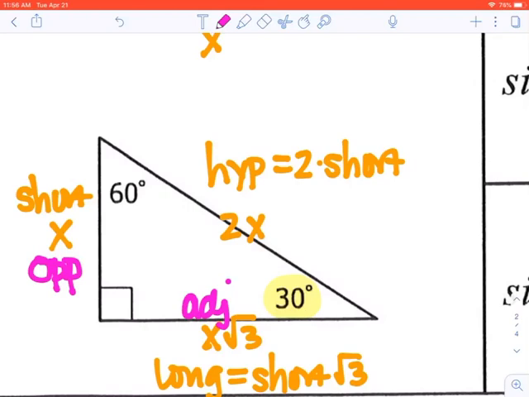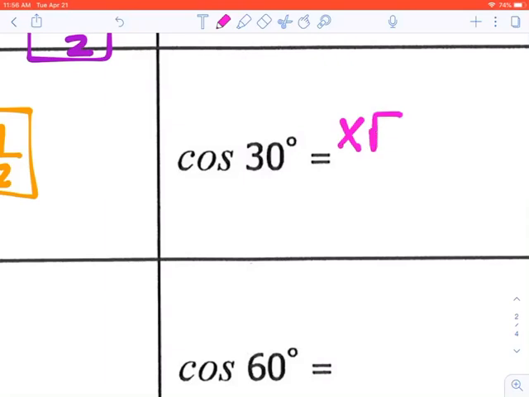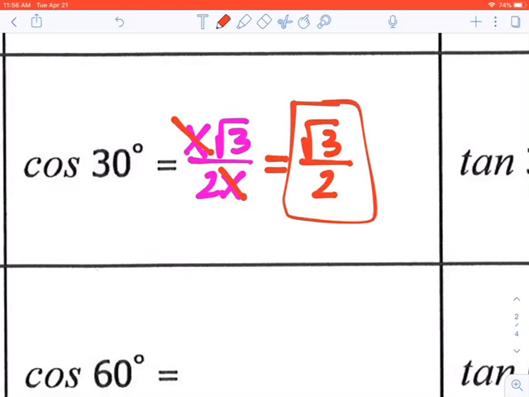Okay, so going back to cosine 30 is adjacent over hypotenuse. Cosine by definition, adjacent over hypotenuse. SOHCAHTOA, right? So adjacent is x root 3. Hypotenuse is 2x. So we have x root 3 over 2x. I can cross those x's off because x divided by x is 1, and we have root 3 on the top, 2 on the bottom. And so cosine of 30 degrees will always be the square root of 3 over 2, no matter how big the triangle is. Okay?